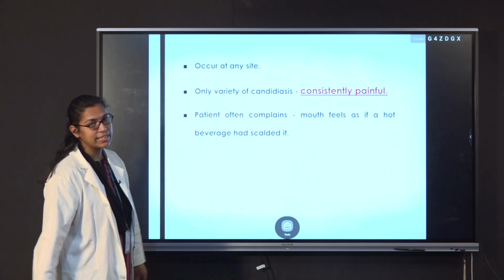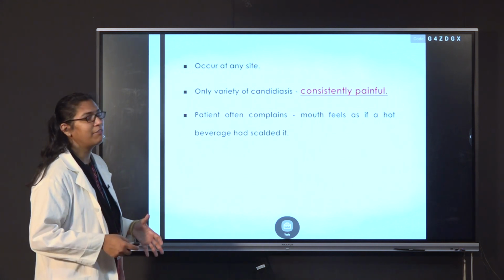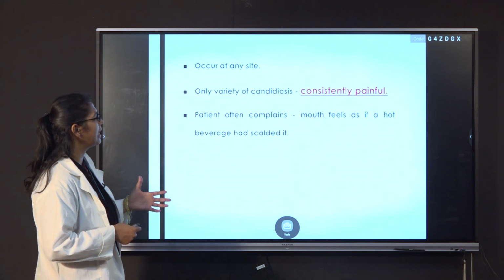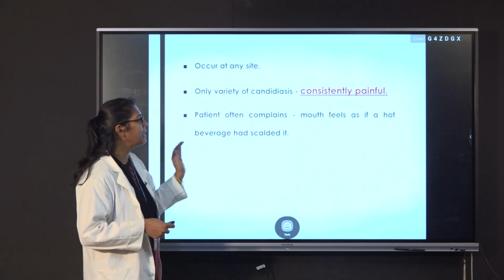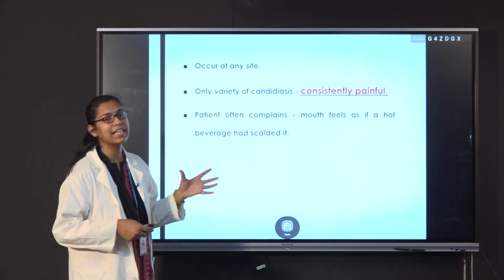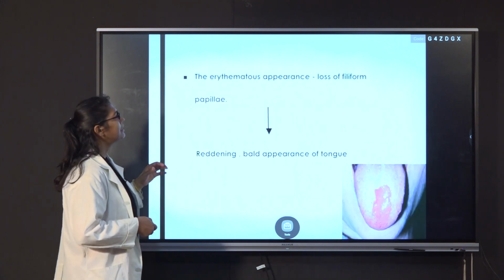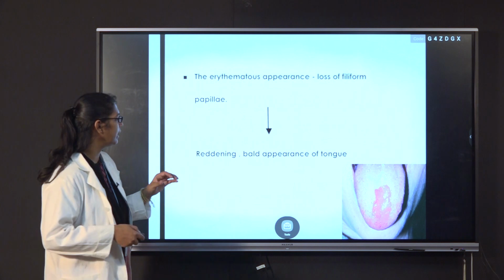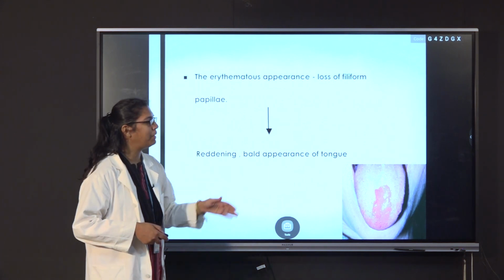It occurs at any site, but it is mostly very painful, rather than the burning sensation seen in pseudomembranous candidiasis. That's the reason why the patient often complains that it feels as if a hot beverage has scalded the epithelium. The erythematous appearance is mostly due to loss of filiform papillae on the tongue, which causes the reddened, bald appearance of the tongue.